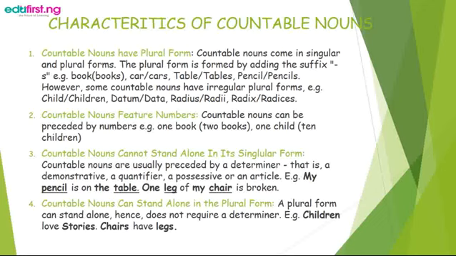2. Countable nouns feature numbers. Countable nouns can be preceded by numbers. For example, 1 book, 2 books, 1 child, 10 children. Number 3. Countable nouns cannot stand alone in their singular form. Countable nouns are usually preceded by a determiner, that is, a demonstrative, a quantifier, a possessive, or an article. For example, my pencil is on the table. One leg of my chair is broken.